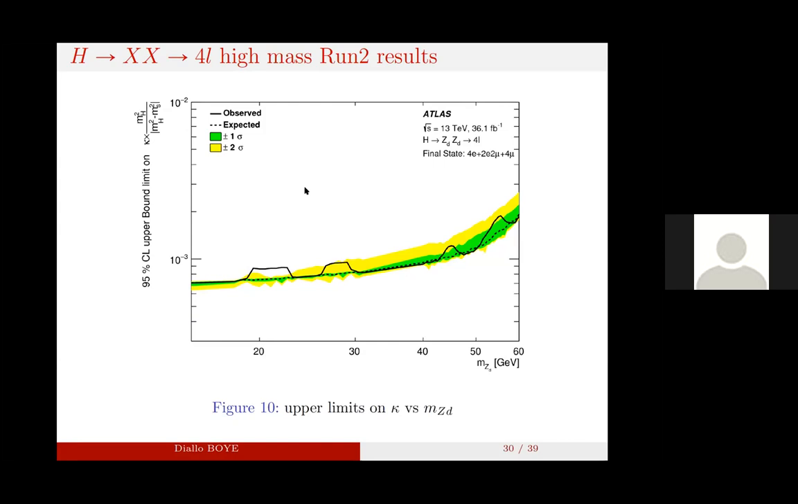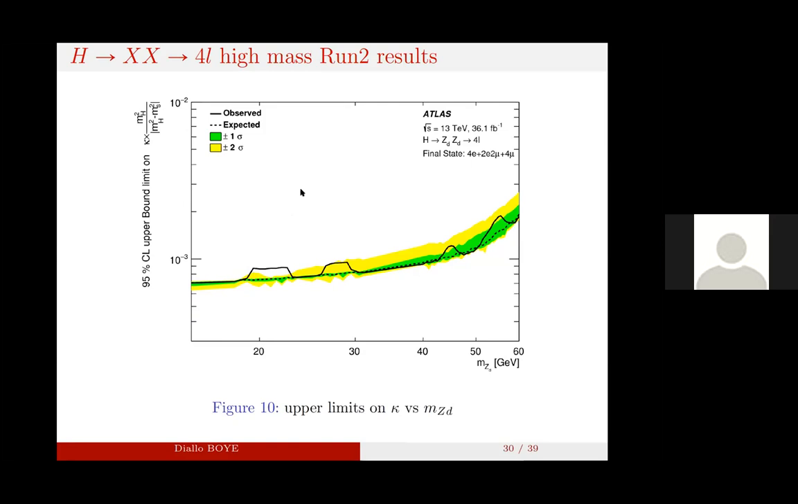So is this... No, it's not the same as Z prime. But I think they are not very close, they are not very different from each other. What was the constraint from electroweak precision data on this? Well, you have to read the question. Yeah, I have to read. Okay.